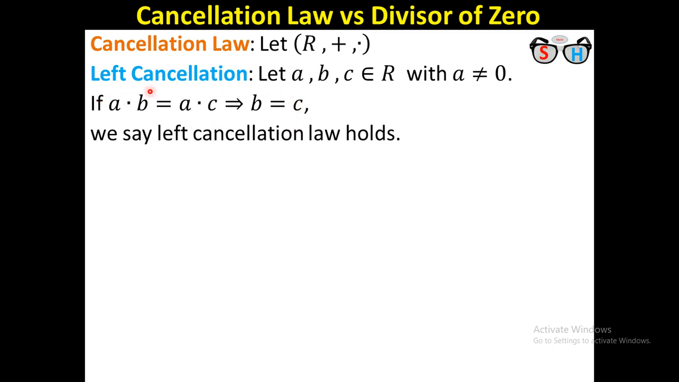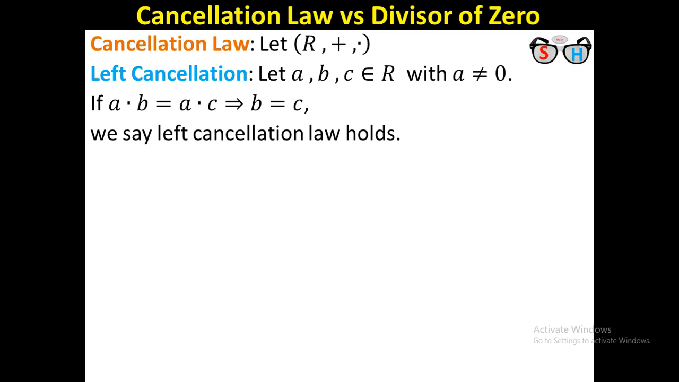This cancellation law is also available in a group, but there it was not mentioned that a is non-zero, because the concept of zero element occurs first in a ring. In group theory, there is no concept of zero element. Since here a is cancelled from the left side, this is called left cancellation law. You have to remember that the element which is cancelled must be non-zero.